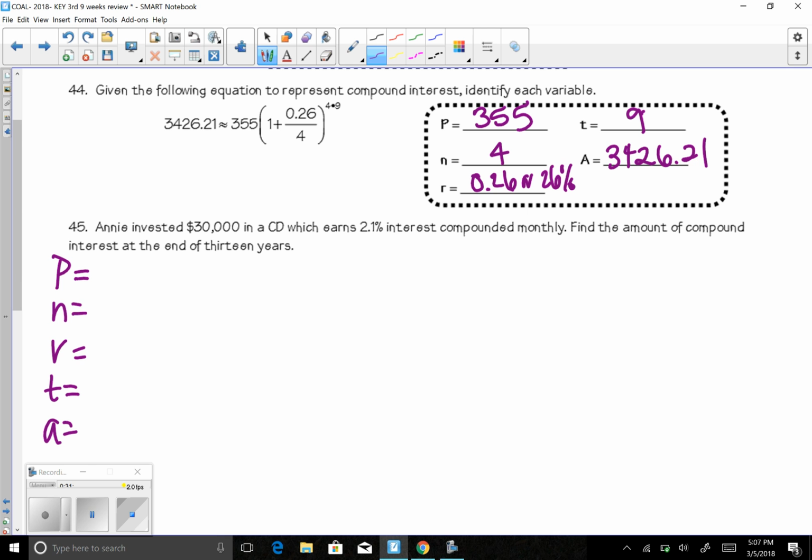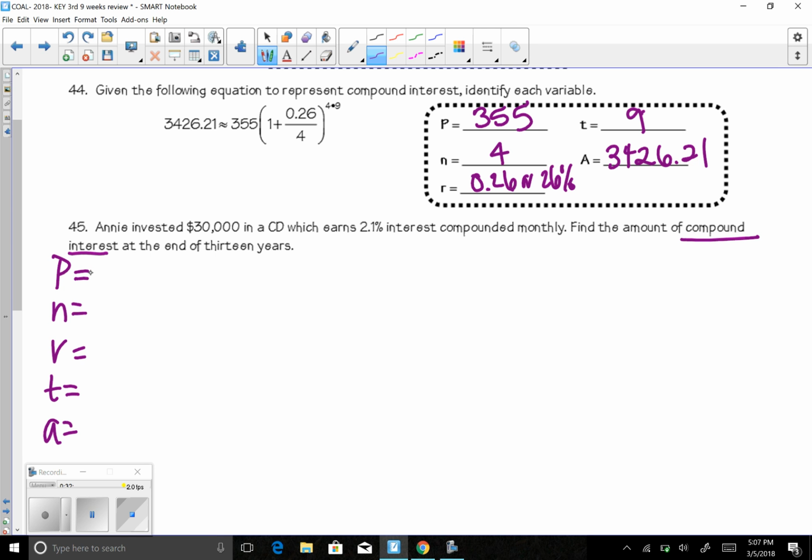All right, so Annie invests $30,000 in a CD, which earns 2.1% interest compounded monthly. Find the amount of compound interest at the end of 13 months. It's asking you to find the amount of interest. We're going to talk about that in just a second. First, I need to figure out how much money she's going to end up with.